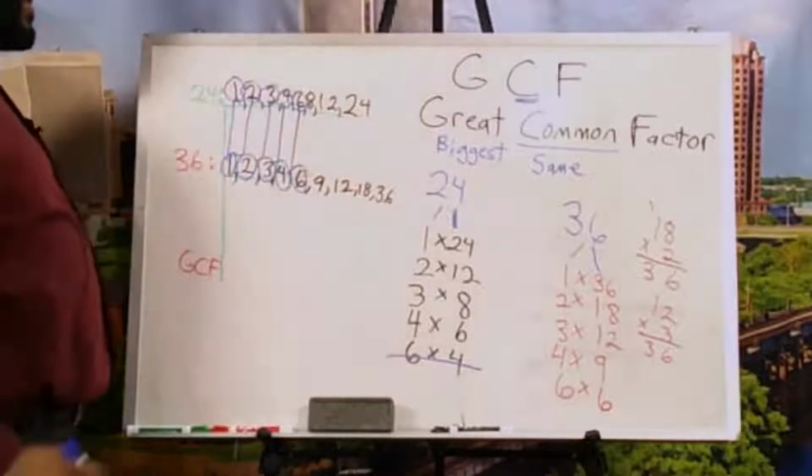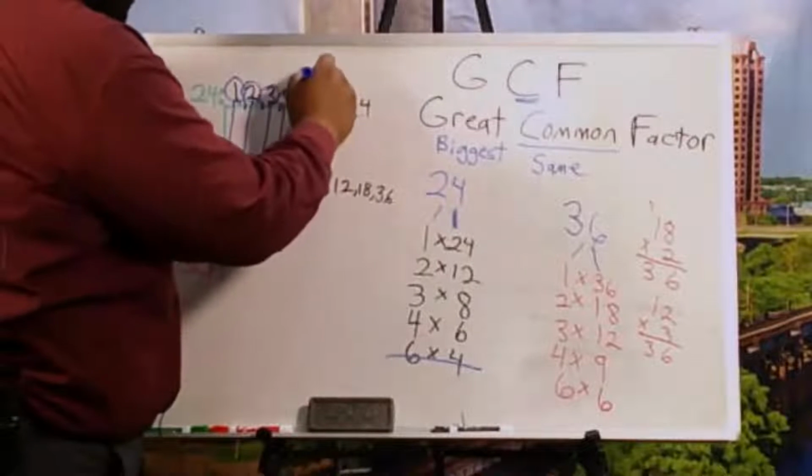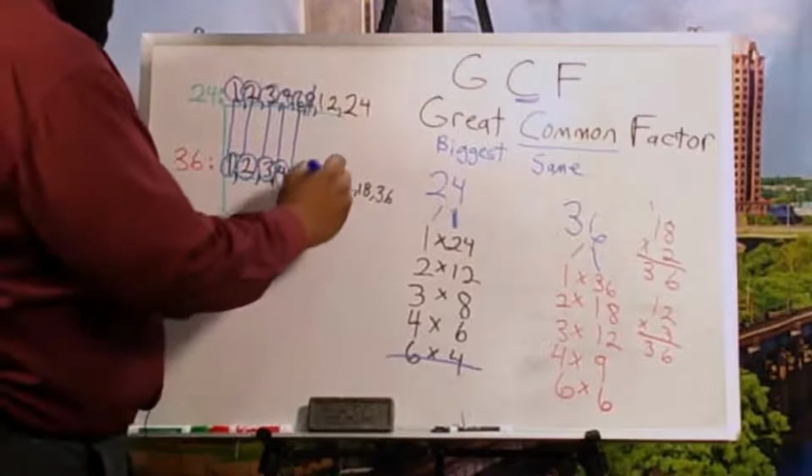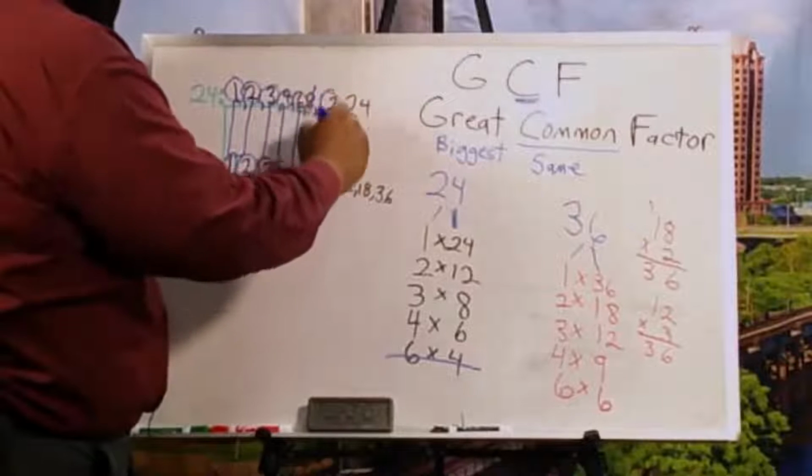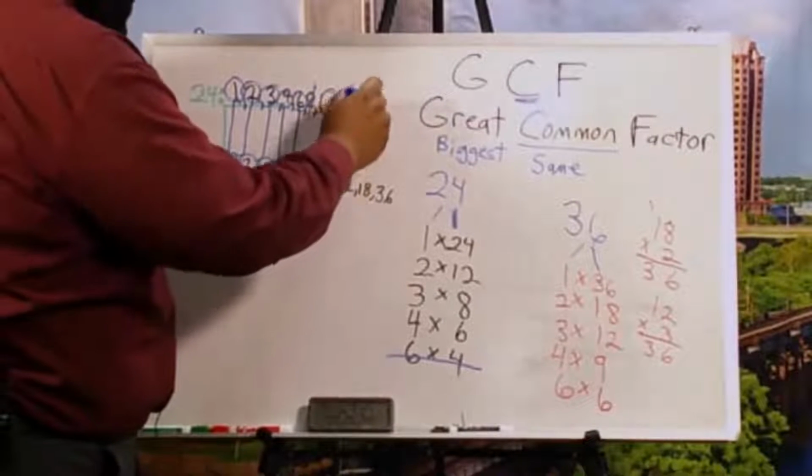This is an F, this is the big F. They both have an 8, no, cross it out. They both have a 12, yes, connect them. They both have a 24, no.